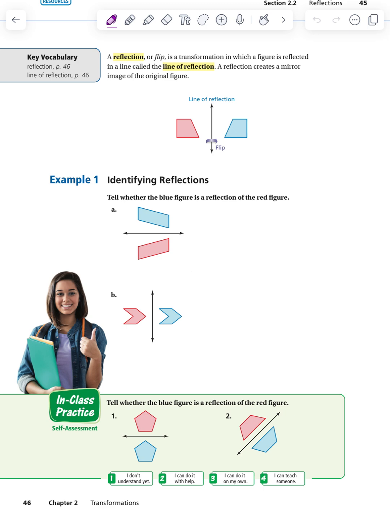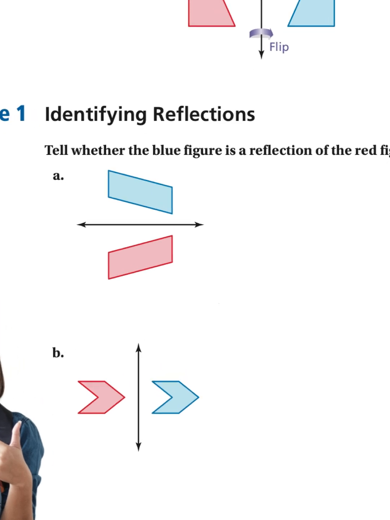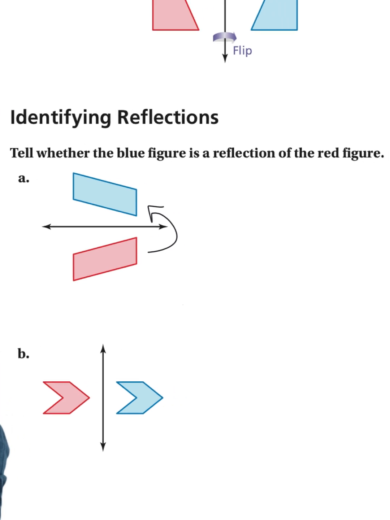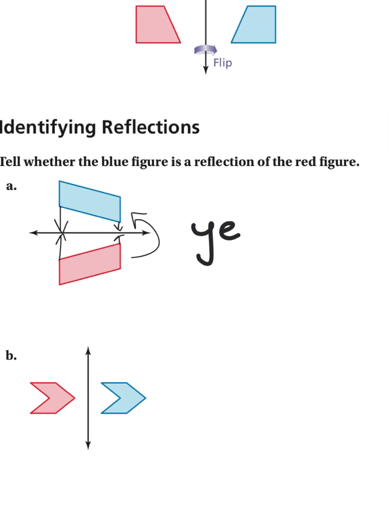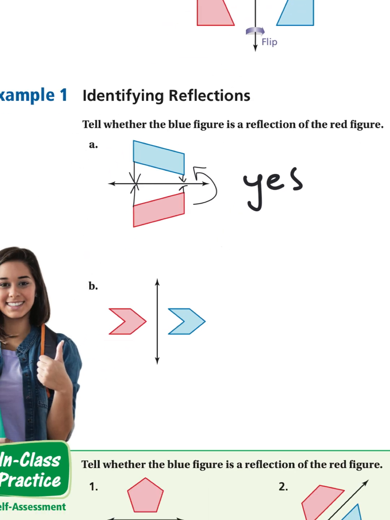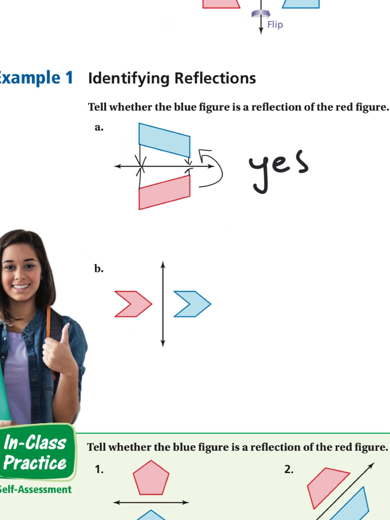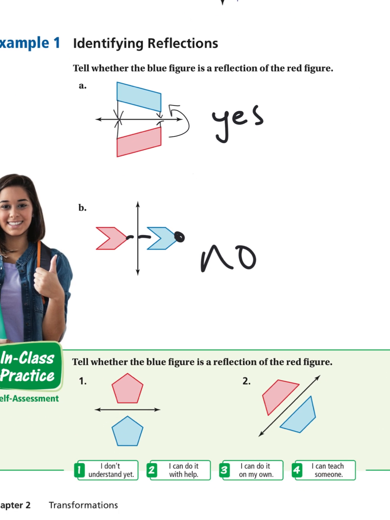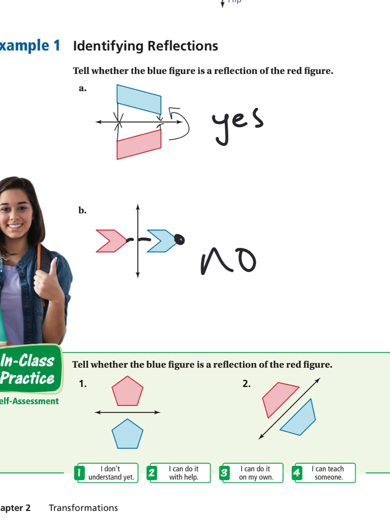So example 1A says, tell whether the blue figure is a reflection of the red figure. Notice it flipped over this line and everything is backwards. They are exactly the same distance from the line at every point. It is a perfect reflection. So we're going to say, yes, it is a reflection. All right, in example B, it is not backwards. This should be here, but it's way over here. So this is not a reflection. Okay, pause the video, tell me if 1 and 2 are reflections, and then play back to see if you got it right. 1 is a no, 2 is a yes.